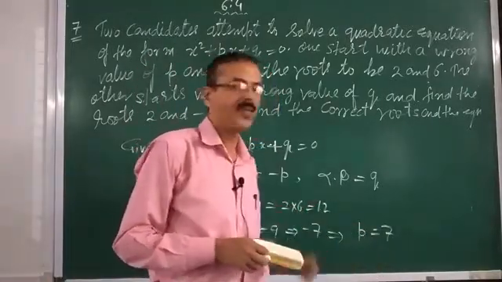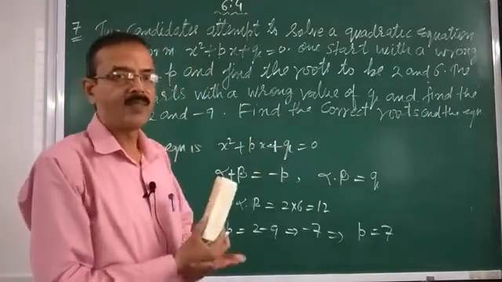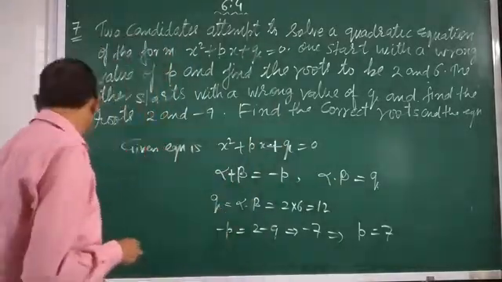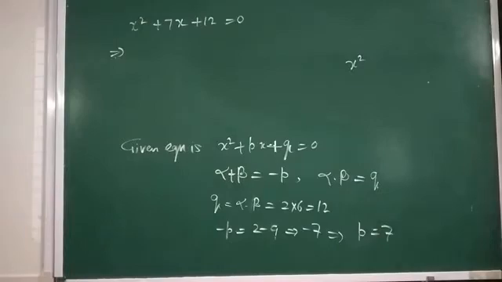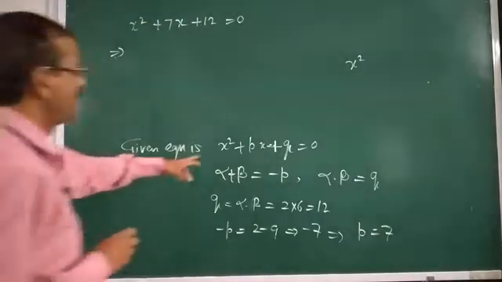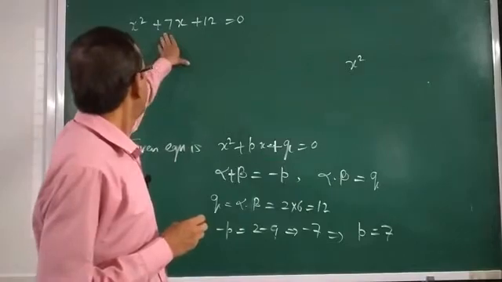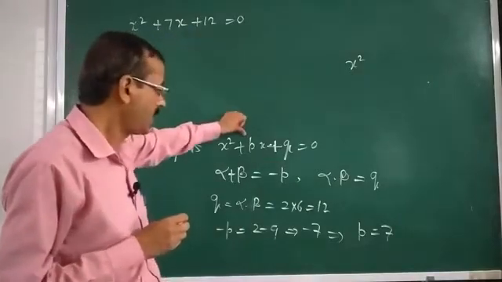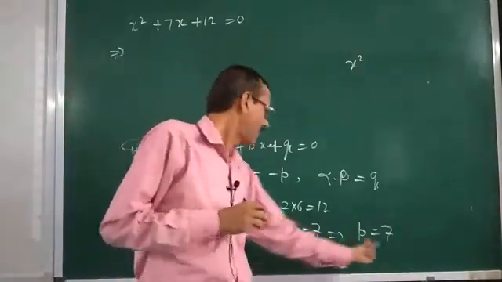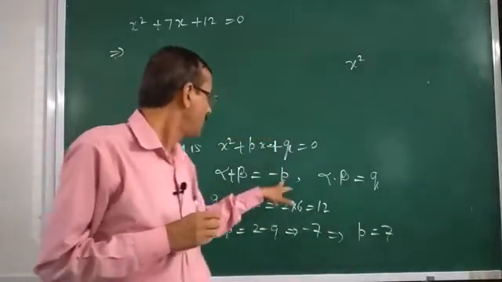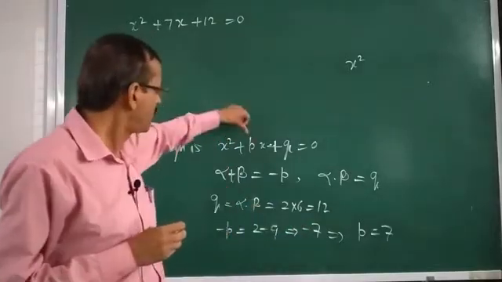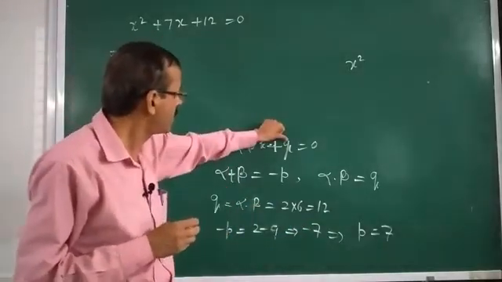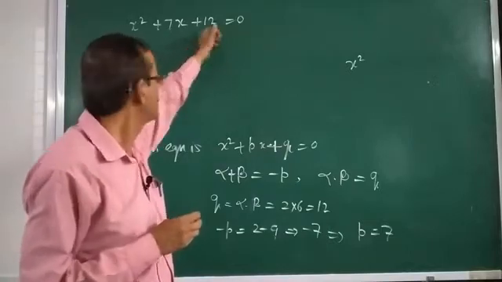By putting this, we have to find the two roots, then we have to make the equation. So let us find the equation by solving with the factor method. By putting the values of p and q in the equation, I write here x square plus 7x plus 12. P is equal to 7, so 7x, and q is equal to 12, so I write 12. So this became the equation.